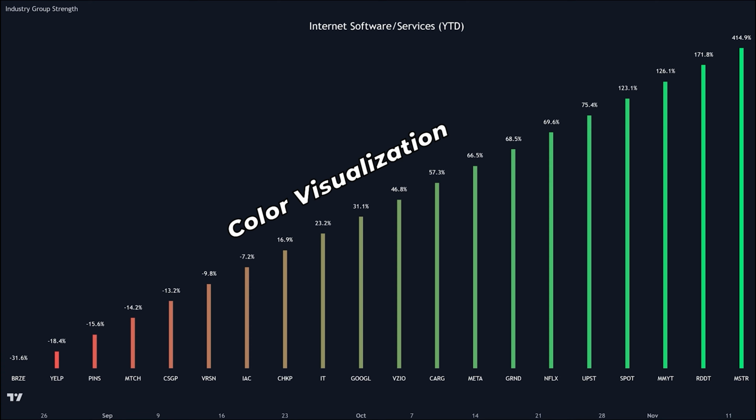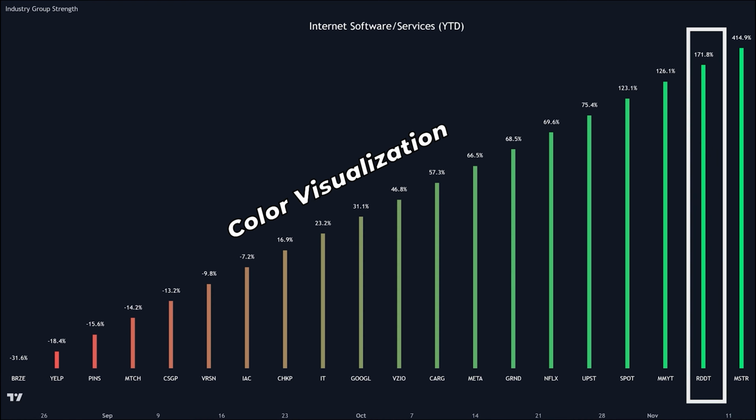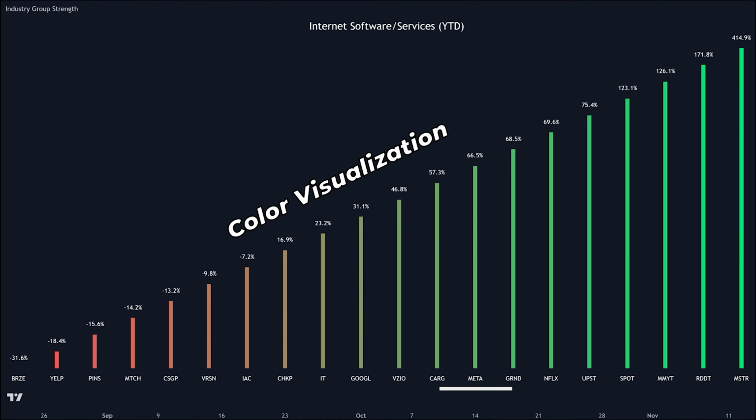Next, visualization. As we look at the chart, you can see the color-coded bars next to each stock. Stocks performing poorly are shown with red or orange bars, while those performing well are shown with green bars. The greener the bar, the better the stock is performing. This makes it easy to see at a glance which stocks are leading or lagging in their group.